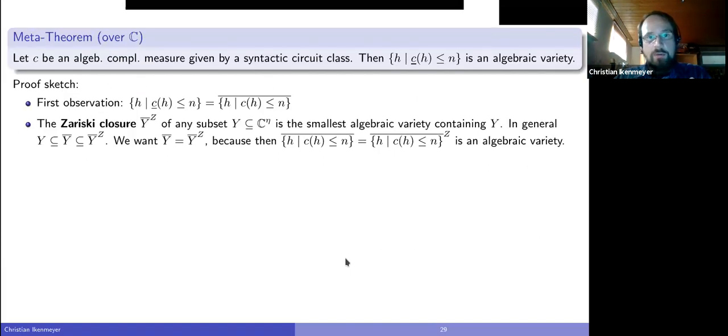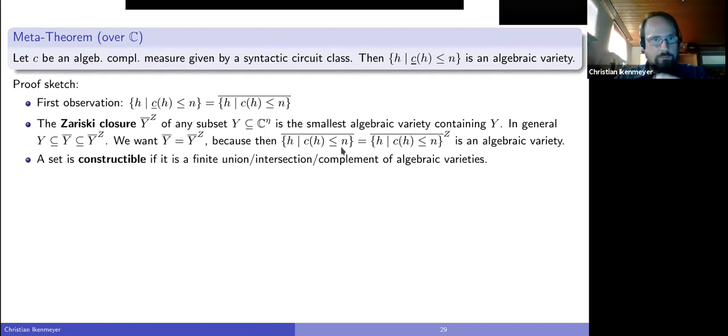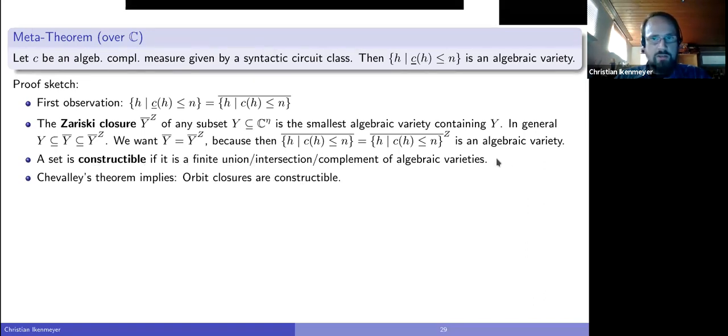Now, what does it help us? So this basically means that you can think of these sets as orbit closures. But now we can invoke some nice theorems that these are constructible. A set is constructible if it's a finite union, intersection, or complement of algebraic varieties, so some combination of those. And Chevalley's theorem tells us that orbit closures are always constructible.